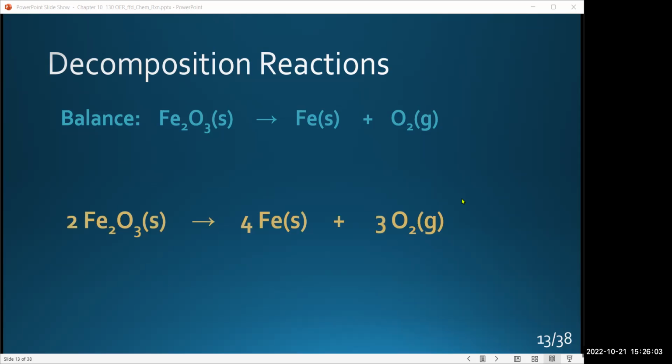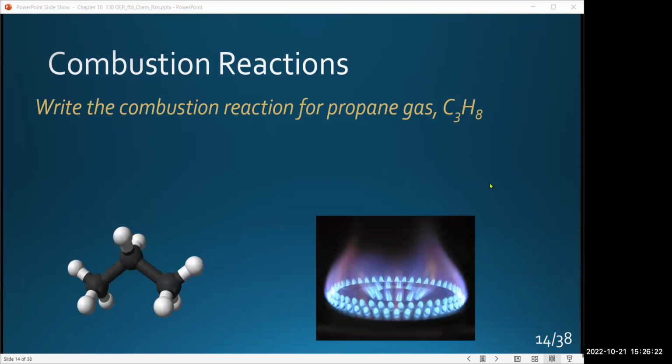All right. So this is an example of a decomposition reaction. The takeaway again is this: you start off with a compound, you're going to do something to it, and you convert that compound back to the elements. Iron(III) oxide, also known as rust. It's a good way to get rid of rust.